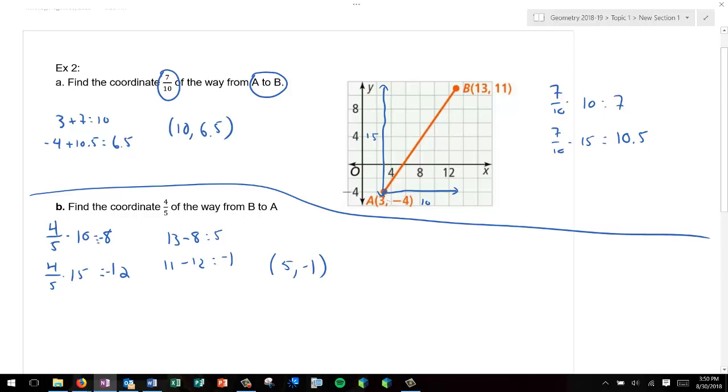In part B, 4/5 times those same distances, 10 and 15, they don't change because the graph stays the same, are 8 and 12. But since I'm coming from B back to A, they have to be negative. Otherwise, if I added 8 and 12, I'd end up somewhere up here, which would be completely off my graph and wouldn't be on my segment AB. We haven't been partitioning it if we do that. So when I add my initial x point 13 and I subtract 8 from it, it brings me to 5. And when I start at 11 and I subtract 12, I end up at -1. So my point is 5, -1.